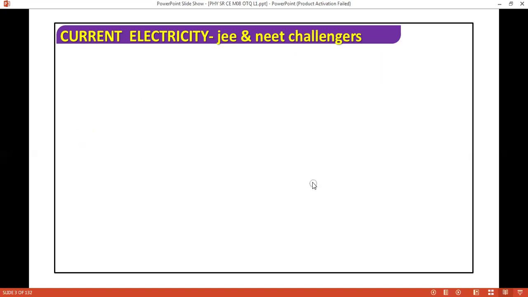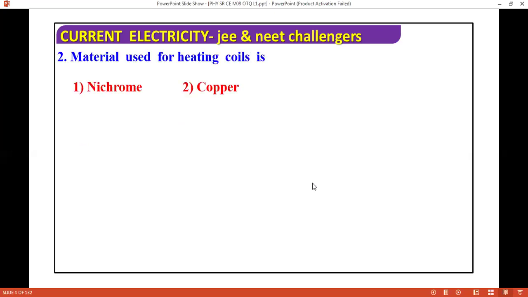Next question: the material used for heating coil is? For a heating coil, which of the following materials are we using? The options are nichrome, copper, silver and manganese. Here, for heating coil we use nichrome. So you have to keep this concept in mind, which material is used for heating coil purpose and which for resistance purpose. They are different.